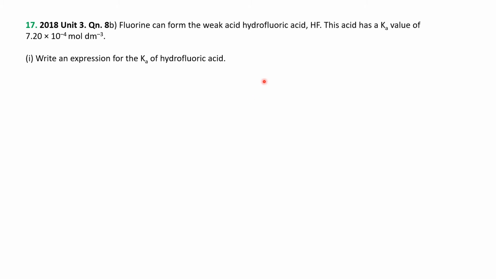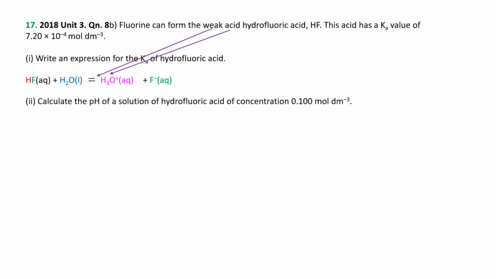Fluorine can form hydrofluoric acid, HF, with a Ka value of 7.2 times 10 to the minus 4 moles per cubic decimeter. Write an expression for the Ka. Well, we've got HF reacting with water. We're told it's a weak acid, so it's reversible. We're told it's an acid, so that means H3O+, because the HF has donated a proton to the water, leaving behind F-, the conjugate base.